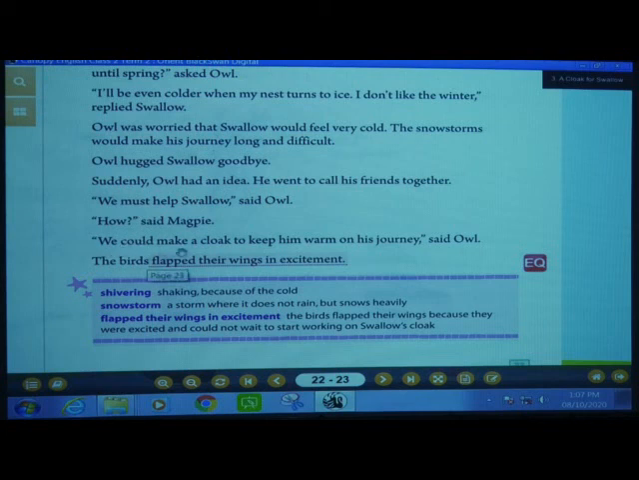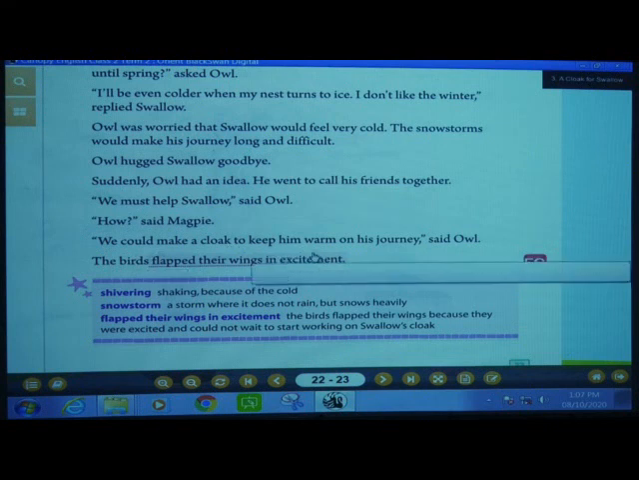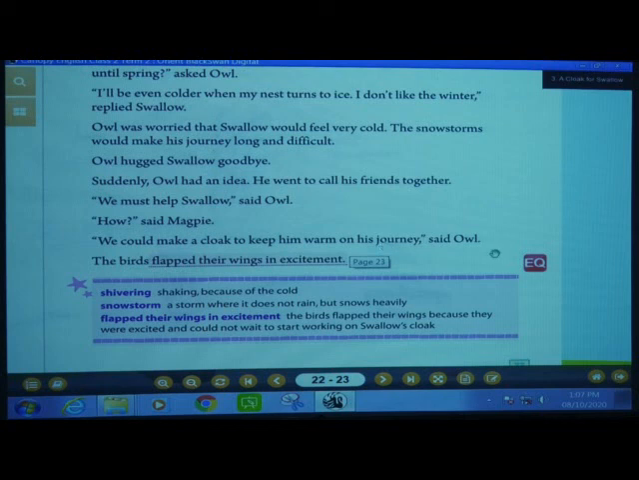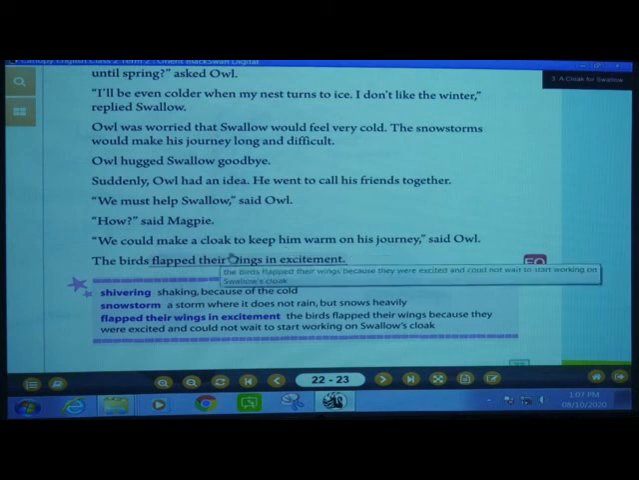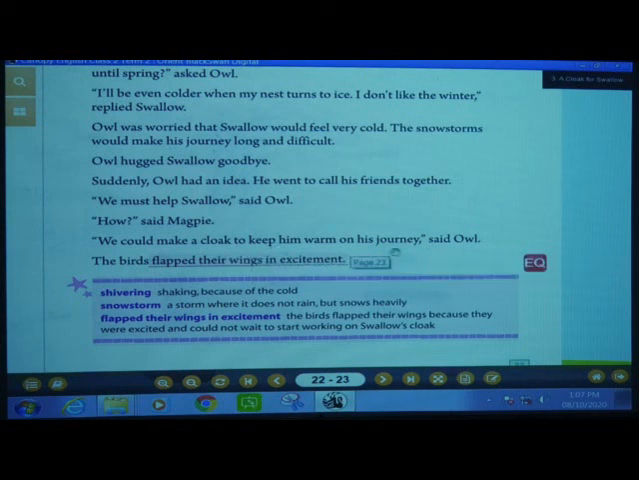We could make a cloak to keep him warm on his journey. So what did Owl say? We could make a cloak to keep him warm on his journey. Now, as it is winter and Swallow doesn't like the winter because of the coldness, Owl had a plan that we could help Swallow by making a cloak. Cloak meaning, children, a warm jacket.